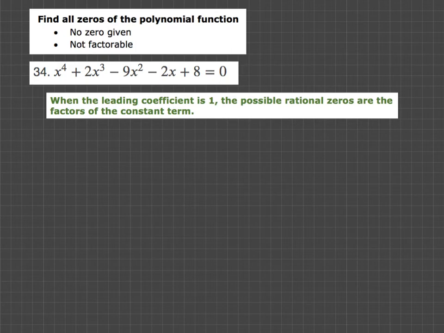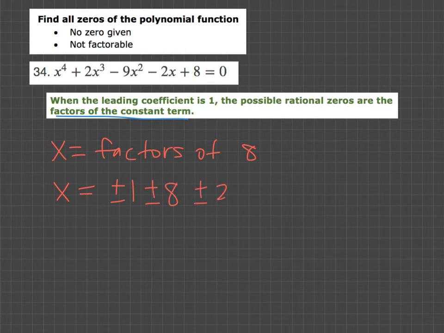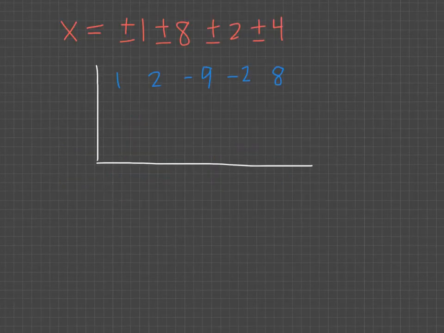We want to find all zeros of the polynomial function, and again, we're not given a 0 and it's not factorable. So we want to remember if the leading coefficient of our polynomial is 1, then the possible rational zeros are factors of the constant term. So we can list out our possible rational zeros by taking the factors of 8. So factors of 8 are plus or minus 1, plus or minus 8, plus or minus 2, plus or minus 4. All right, so we have a list of 8 to try out using synthetic division.